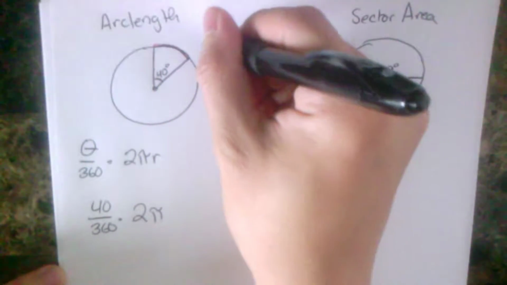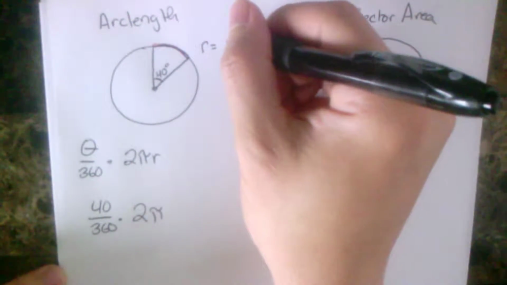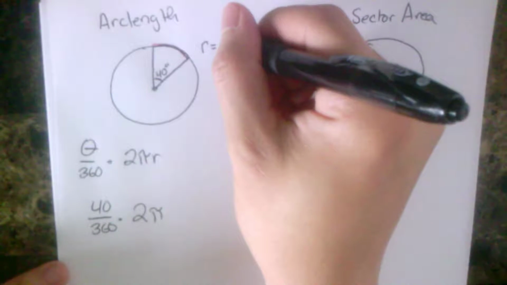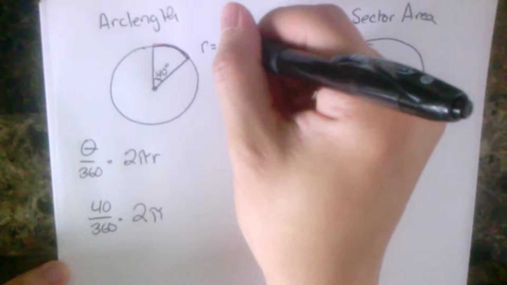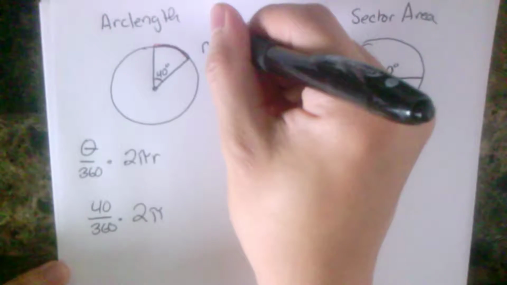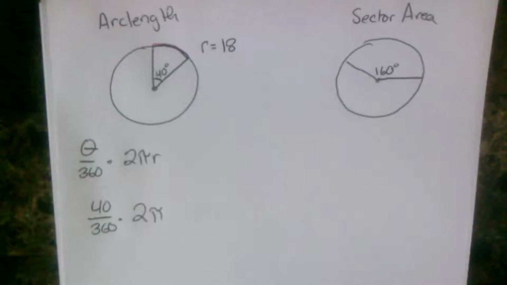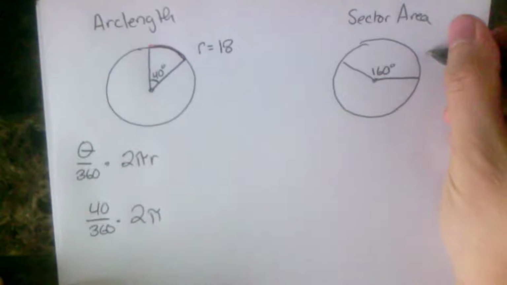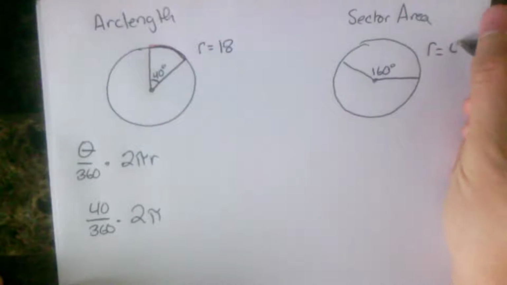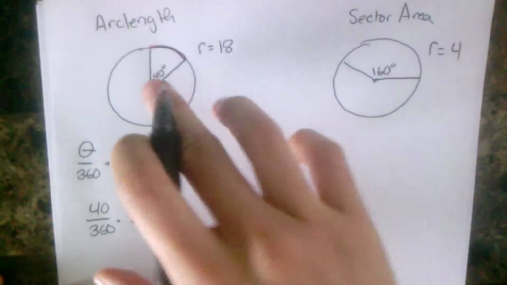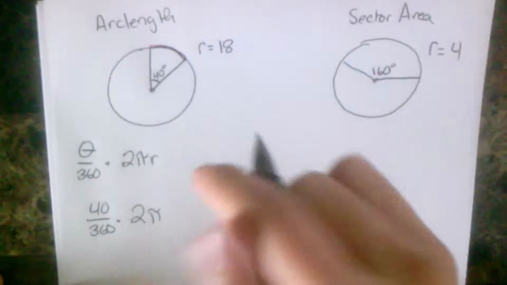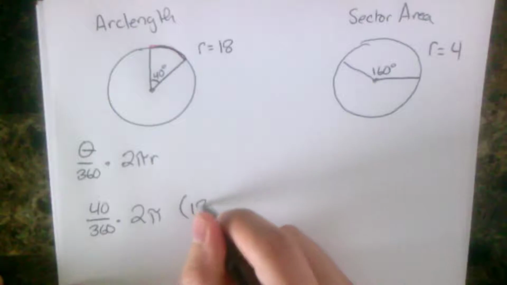I'm going to give it to you now. I'm going to say that r equals, let's make r equal to 18. And again, it doesn't really matter what the r is. For this one, I'm going to make the r a really small number just for fun. It doesn't matter if it's a large number or small number. Those all work the same, so we'll replace r with 18.